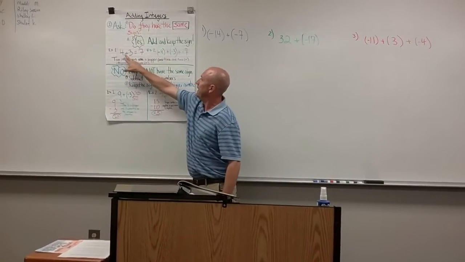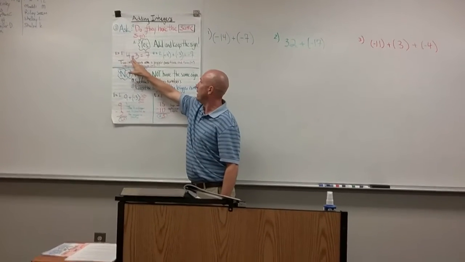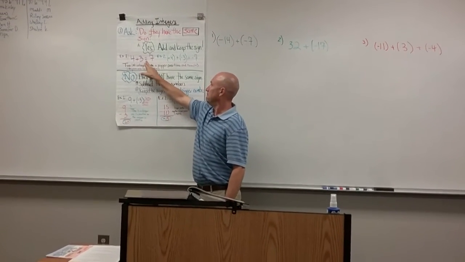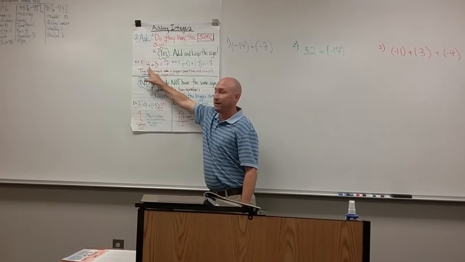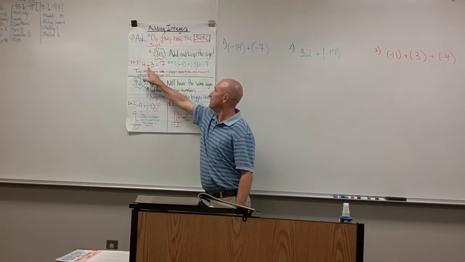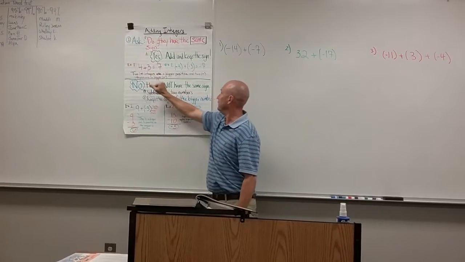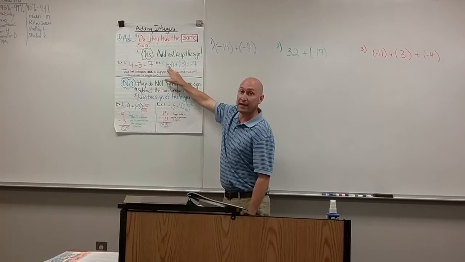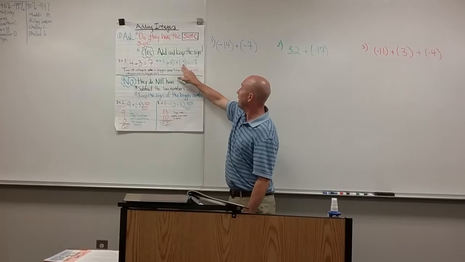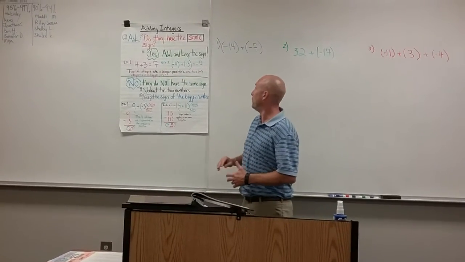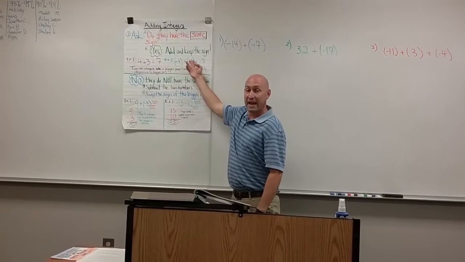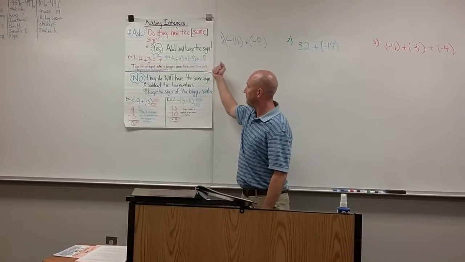For example, if I add a positive 4 and a positive 3, I get a positive 7. Therefore, a bigger positive is going to be the result of a positive and a positive. When I take a negative 4 and add it with a negative 3, the result is going to be a negative 7. Therefore, a negative plus a negative is a bigger negative.